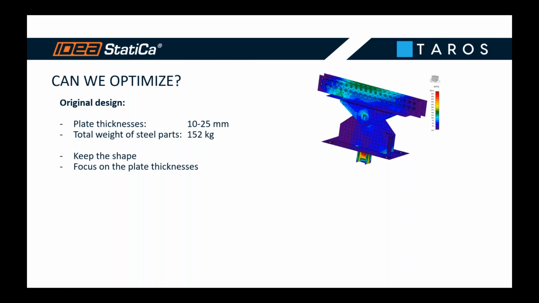Probably I will keep the shear lug as it is. It's quite red, but we can focus on other plates. So Adam, can you please just try to optimize it? Keep the idea of the plates. Don't change any shape. Just focus on the plate thicknesses if there is any space for savings. All right. I have already something in my mind, of course.